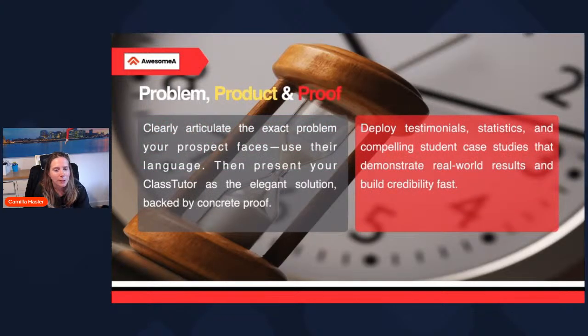So what we're looking to do is to simply articulate the exact problem that our buyer faces, and then we want to use the language, right? So if we were thinking outside the box here, right? And I'm just going to stop sharing and make sure that you are following me on this, right?